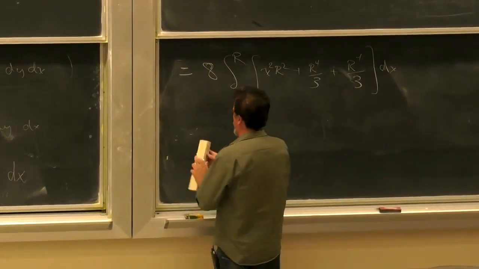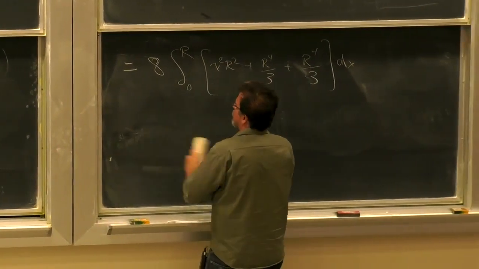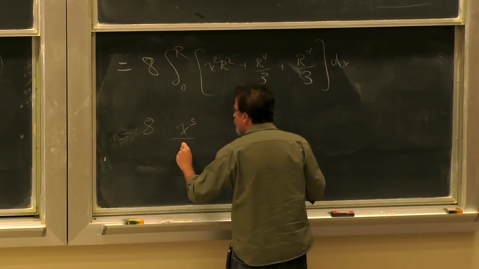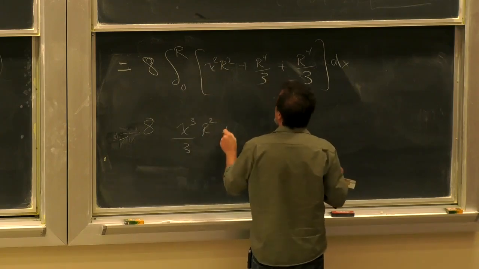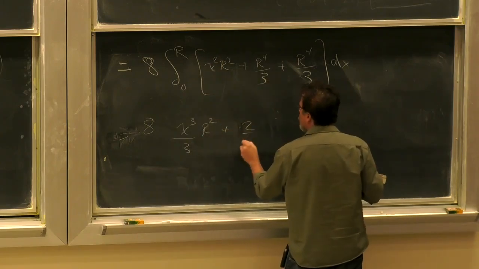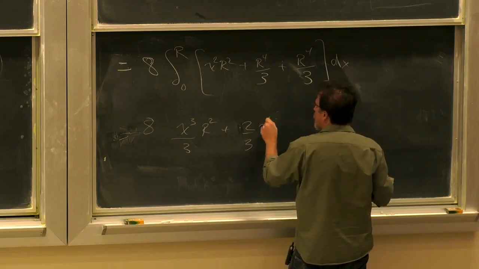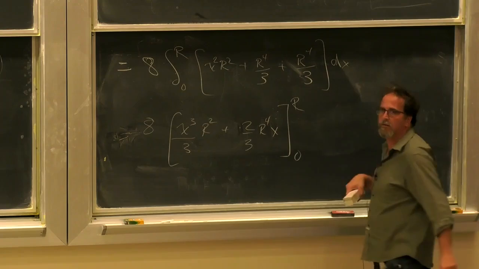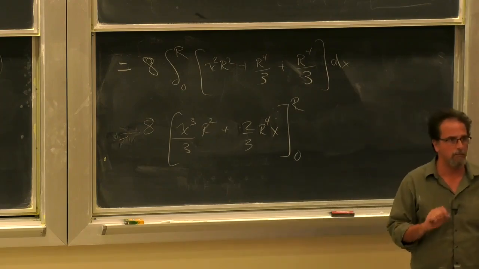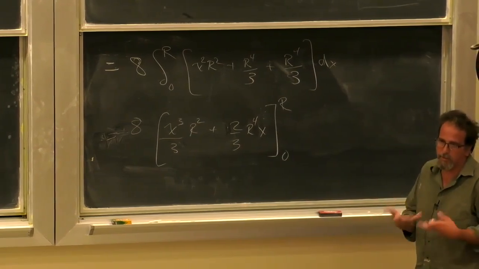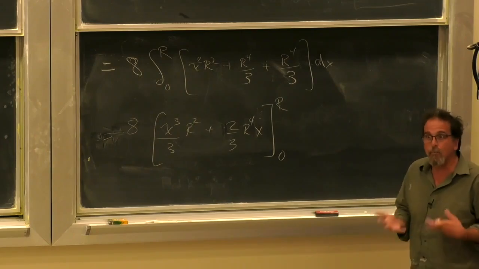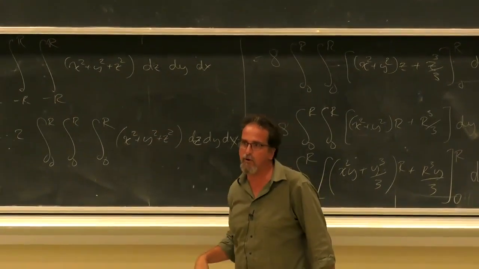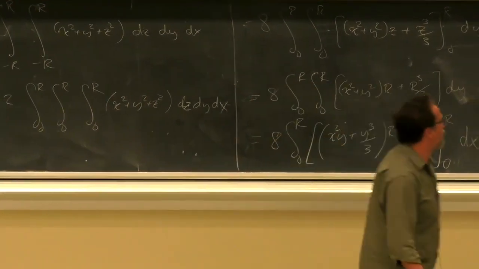You wouldn't have suffered this had you done what I'd asked. You have to suffer me going through this crazy fast. This is 8 times x cubed over 3 r squared plus 2/3 r to the 4th times x, all evaluated at x equals 0 and x equals r. Okay? This calculation is trivial, right? It's just a bunch of little trivial integrals. But let's see what it gives us. I actually do care about the answer. It's the thing that I care about the most, because I want to compare it to what I just got for the sphere.